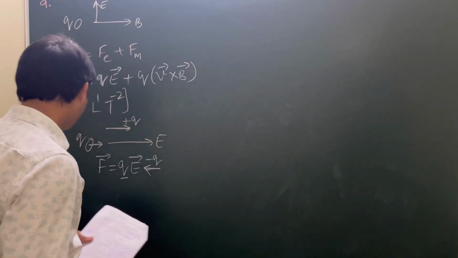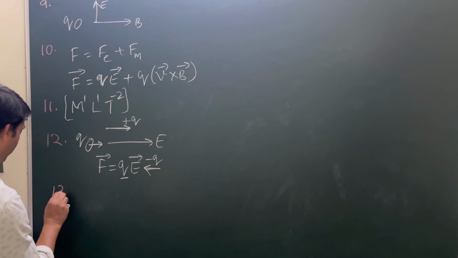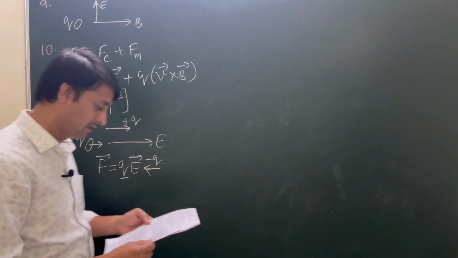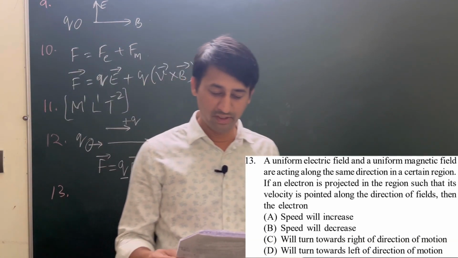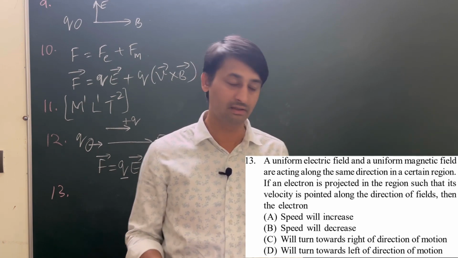Next, question number 13. A uniform electric field and a uniform magnetic field are acting along the same direction.